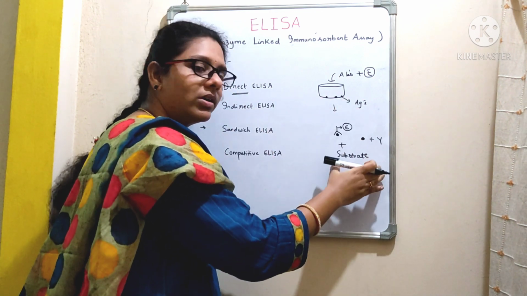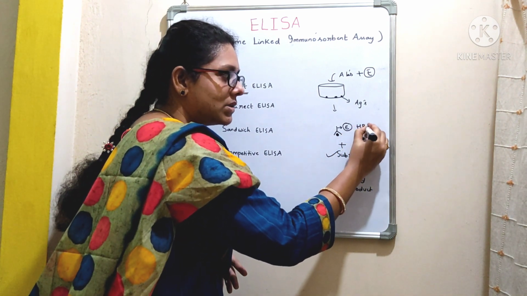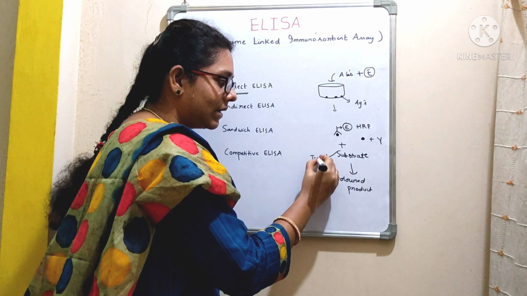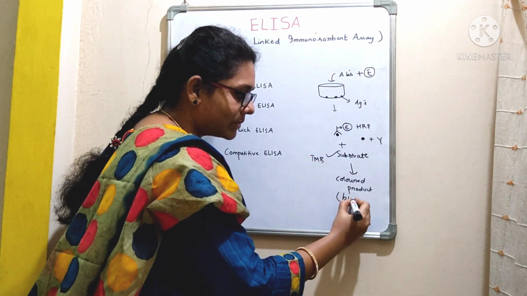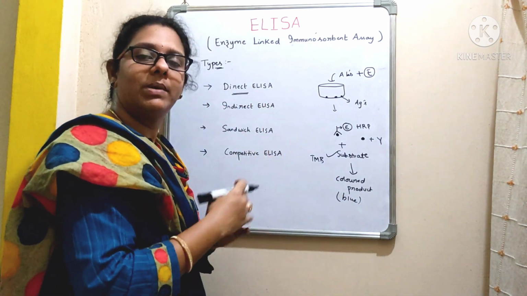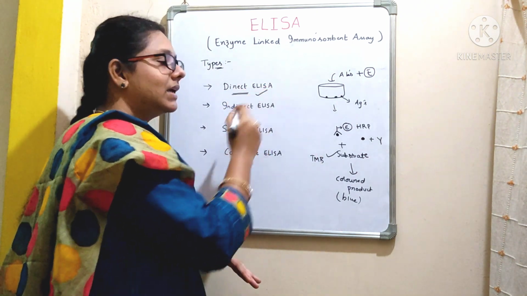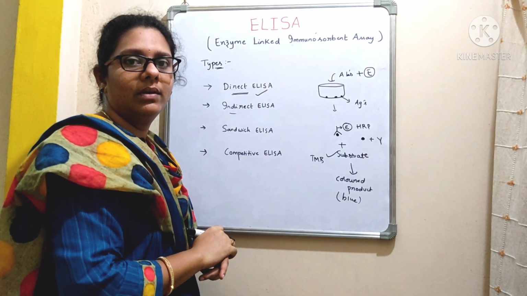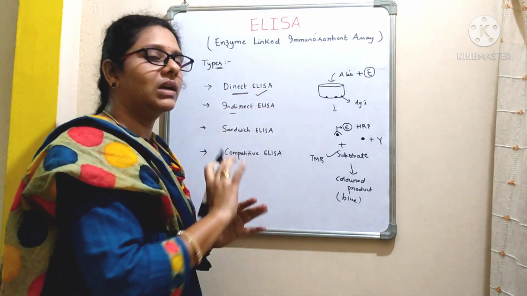In the next step, you have to add a substrate. Suppose this is an HRP enzyme and you add TMB, what happens? It will give rise to a colored product. So you can easily observe blue color in the well. And this is how you can identify the presence of antigen or antibody with the help of this direct ELISA method. Here we are using only one antibody directly, that is conjugated with the enzyme.